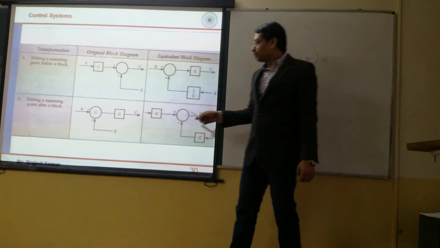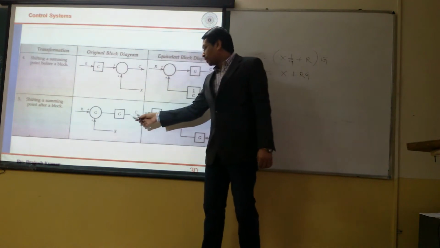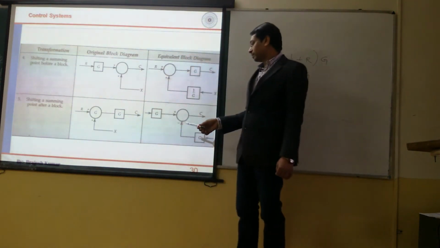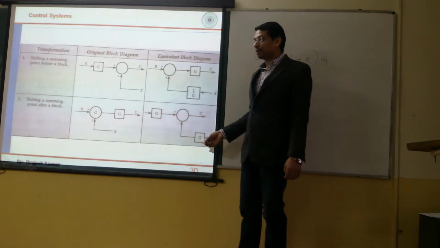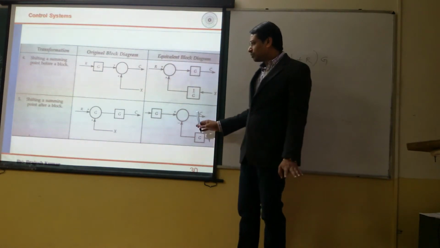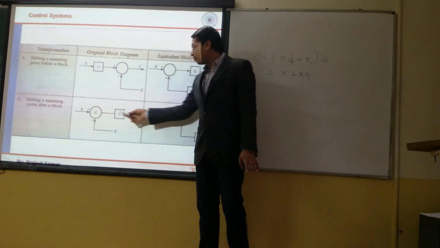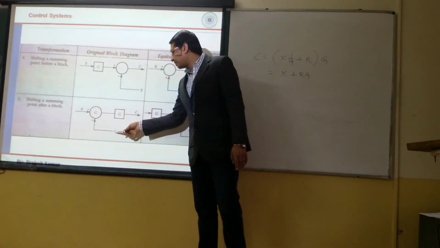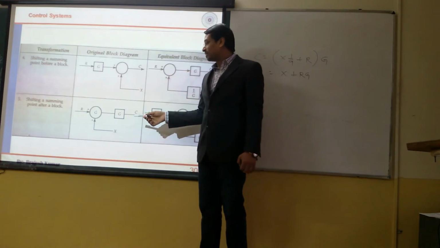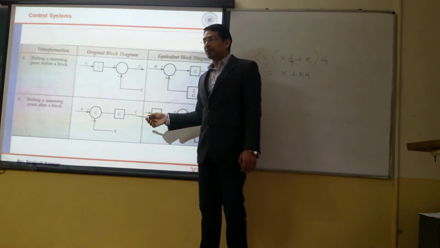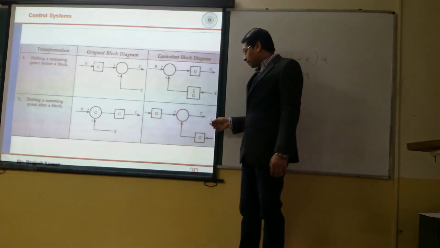Shifting the summing point after a block means you want to take it beyond the block. So then equally you have to multiply with G. Correct? So summing block and the G, just verify it. C will be equal to what? Here the input is R plus X, and C will be equal to G multiplied by R plus X, or you can say GR plus GX. Input here, output here, and your output should be the same here.